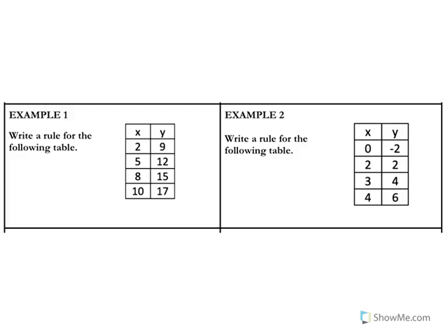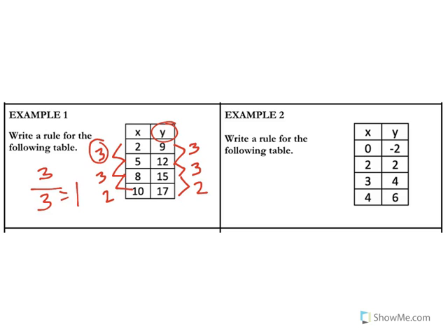Example 1. First thing we need to do is calculate the jumps. 9 to 12 is 3, 12 to 15 is 3, 15 to 17 is only 2. Let's look at the x side. 2 to 5 is 3, 5 to 8 is 3, 8 to 10 is only 2. All right, well, what does that tell us? Well, it tells us that the x and the y jump by the same amounts, which means that more than likely we're looking at a 1 as the relationship, times 1. So you take your y value, you divide it by your x value, and you get 1. That means that the 1 will go in front of the x.